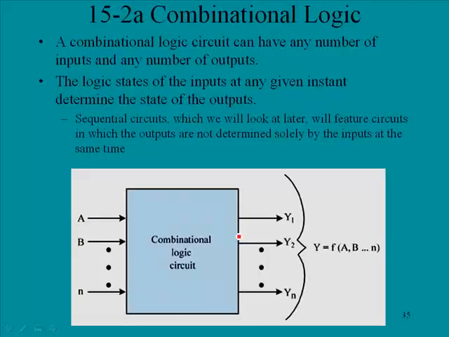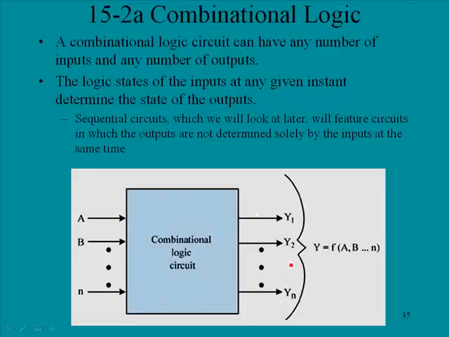Okay, we're in section 15.2, and we're starting out looking at a subject, combinational logic. A combinational logic circuit can have any number of inputs and any number of outputs. And so here we have a combinational logic circuit depicted, and we notice we have our inputs to the left, A, B, going on up to n number of inputs, and the same, we have any number of outputs.